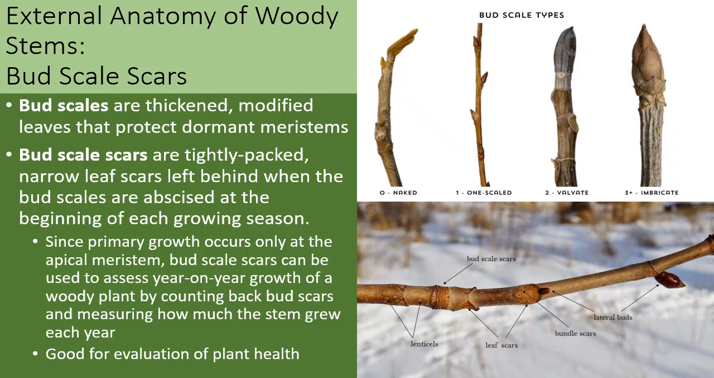Often you can measure primary growth over the last 3 to 5 years by looking back at these bud scale scars. Eventually, they do become obscured as the bark thickens, and you can't see them anymore. But certainly on younger branches, you can monitor year to year growth. And that's a really good way to evaluate the health of plants in a nursery or in your garden.